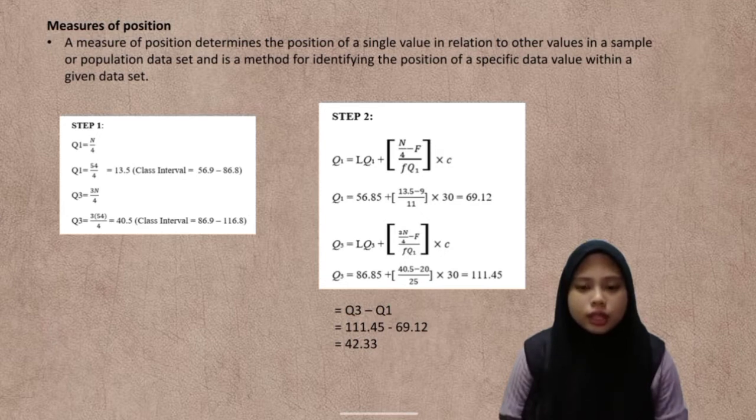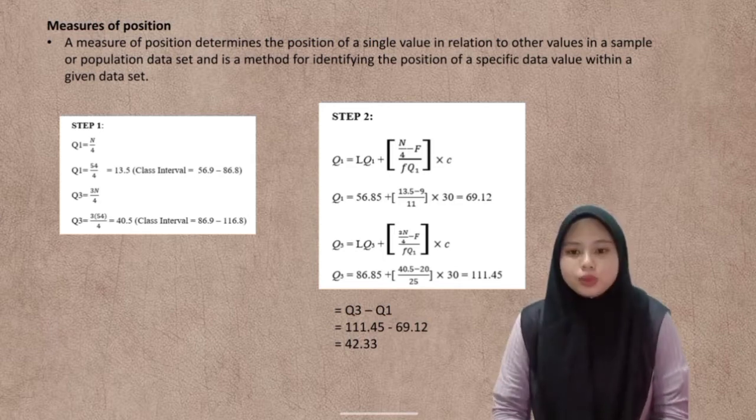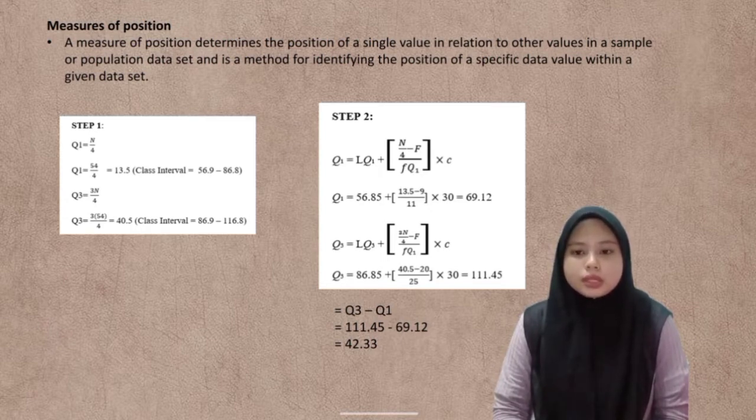The class interval is 56.9 until 86.8. For Q3, 3n divided by 4, so 3 times 54 divided by 4 is equal to 40.5. The class interval is 86.9 until 116.8. Step 2. Q1 equals LQ1 plus n divided by 4 minus f, divided by FQ1, times c.